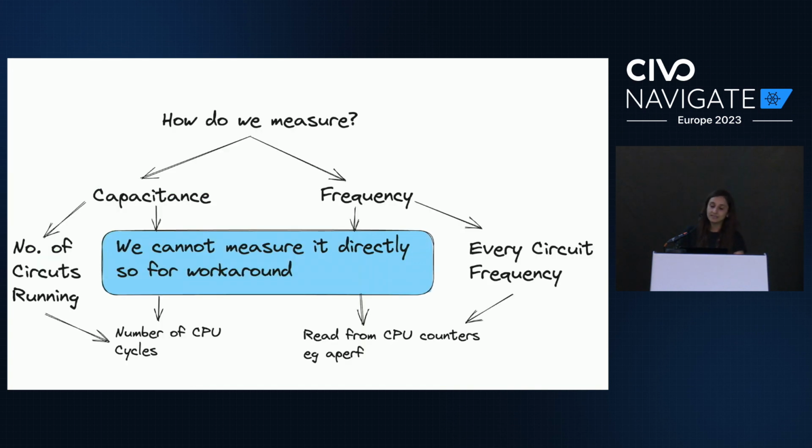So there are certain workarounds for how we can measure energy consumption and CO2 emission, but we cannot measure it directly. We can measure capacitance and frequency. Capacitance is basically the number of circuits running, which can be measured using the number of CPU cycles. And then there is frequency. For every circuit's frequency, this can be measured using CPU counters like APERF counters and similar ones. So this is how we can measure the energy.